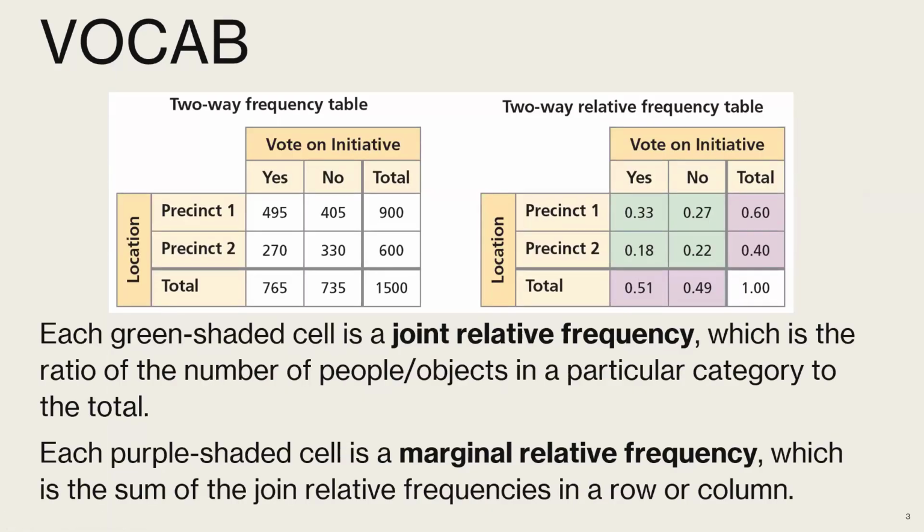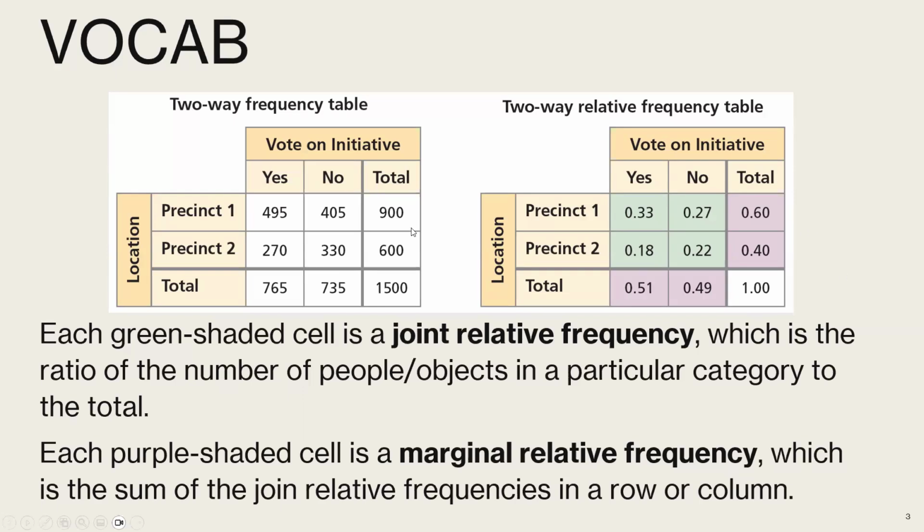And in a relative frequency table, we can have a joint relative frequency, which is the ratio of the number of people or objects in a particular category relative to the total. So like I was just explaining. And then on the outside, on the edges, so the right-hand column and the bottom row, we have a marginal relative frequency, which is the sum of the joint relative frequencies in a row or column.